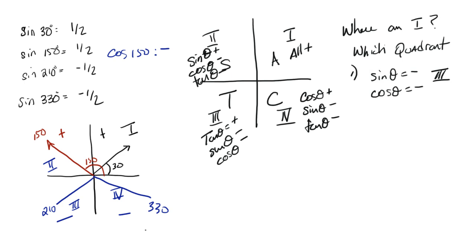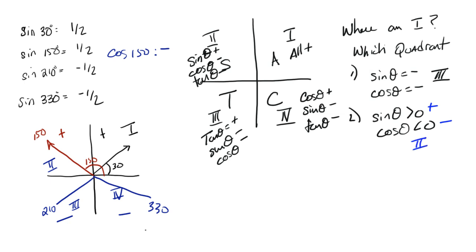That's not how they usually ask it. They'll use inequalities. They'll say sine theta is greater than 0, cosine theta is less than 0. Where am I? You have to realize greater than 0 means positive, and less than 0 is negative. So I'm really saying sine positive, cosine negative. That puts us in quadrant 2.